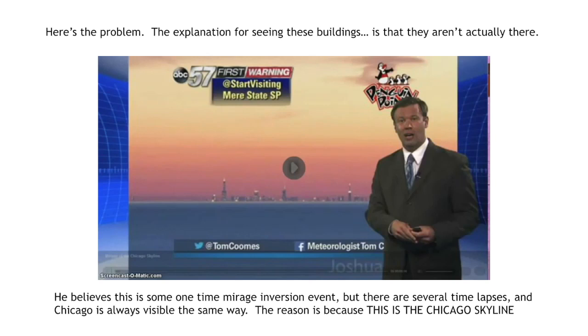So he believes that this is some one-time mirage inversion event. But again, there are several time lapses. Then you can see this. Chicago is always visible essentially the same way. It doesn't go down below the curve and then is brought back rapidly upward. It's stable. It's just slightly moving up and down here and there and expanding and compressing here and there. But it's just like all the other phenomena that we've witnessed with closer objects. So again, the reason is not because of a mirage. The reason that we can see it is because this is the Chicago skyline.